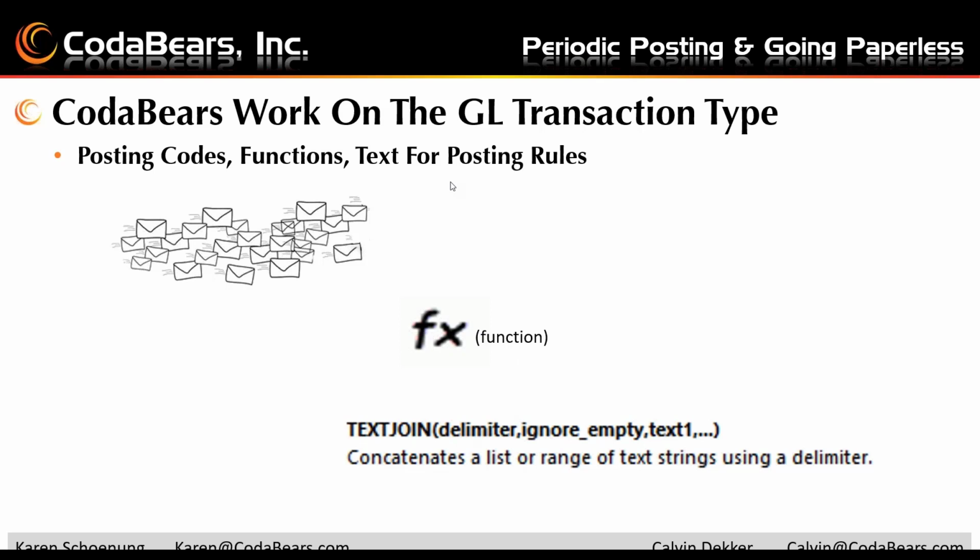So CodaBears has to do work in the background on the periodic posting of that cost and WIP transaction type. It will create any needed posting codes. They're not really mail postal codes as shown in this picture, but instead additional data fields needed for the posting rules. Functions will be created that help to join the text as needed for the descriptions, and then each transaction type will then be customized to include a text description as you have determined by the column that you filled out on the previous spreadsheet.